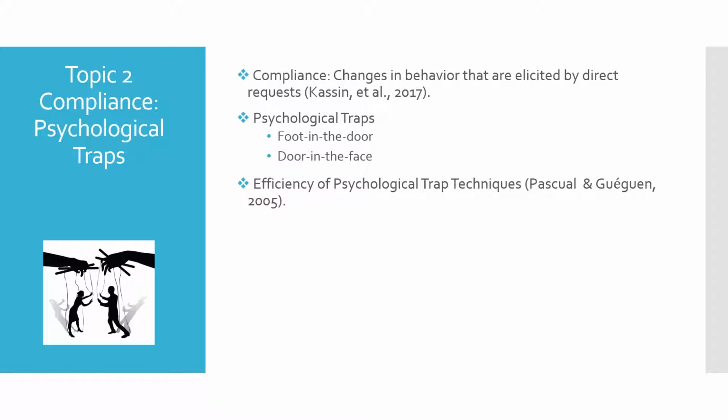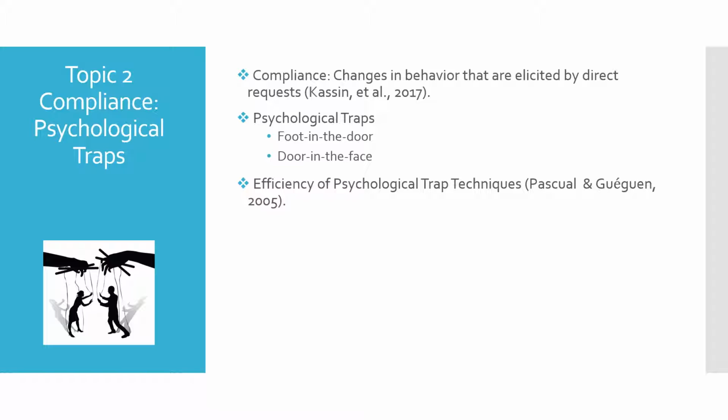Compliance through the use of psychological traps. Compliance is defined as changes in behaviors that are elicited by direct request. While requests for compliance are sometimes made directly, more subtle and precise tactics are often used to achieve compliance. How do people get others to comply with what is often a self-seeking request?